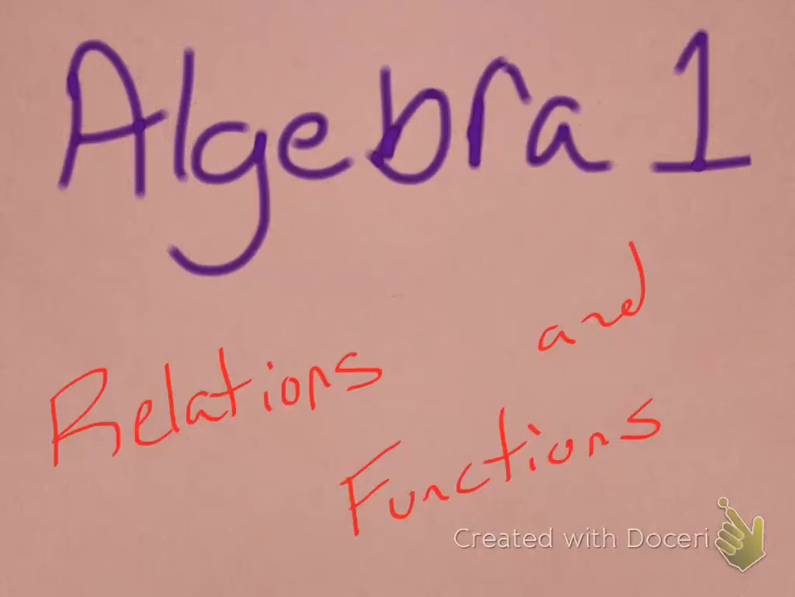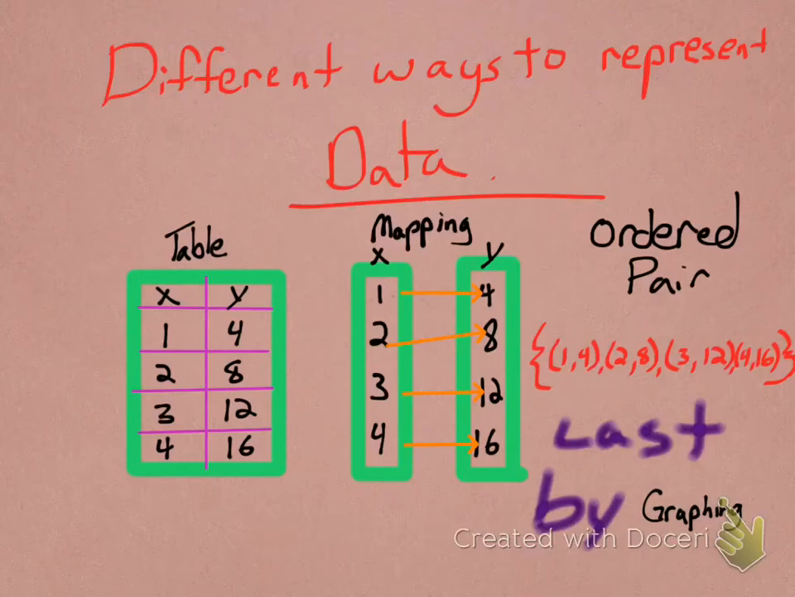All right, algebra class, we're going to be talking about relations and functions. All right, different ways to represent data. Let's talk about this first. So here's four different ways.